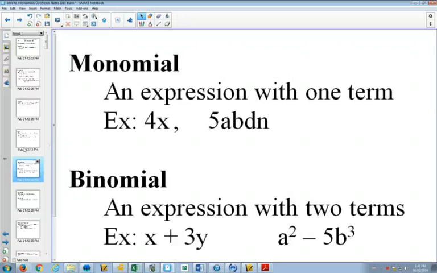So basically, the definition for term and monomial are the same, because a term is anything that's connected together with multiplying. And if you have only one term, we call that a monomial. If we have an expression with two terms, that's a binomial.